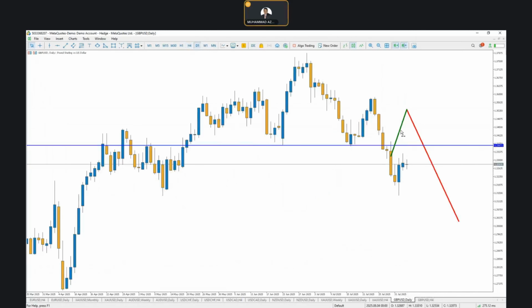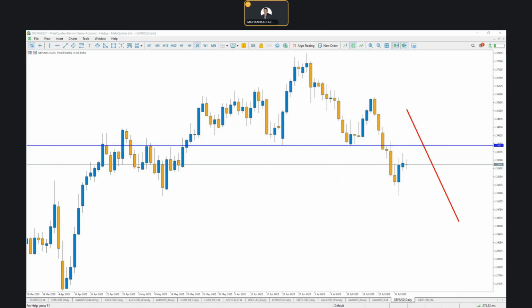This is the chart of the pound dollar currency pair. Okay, price action is going down overall. The construction PMI report is especially important now as the market assesses the broader health of the UK economy amid ongoing uncertainty over interest rate policy and inflation trends.